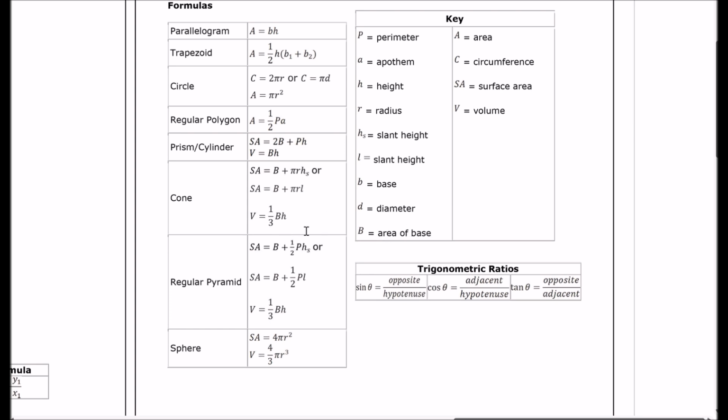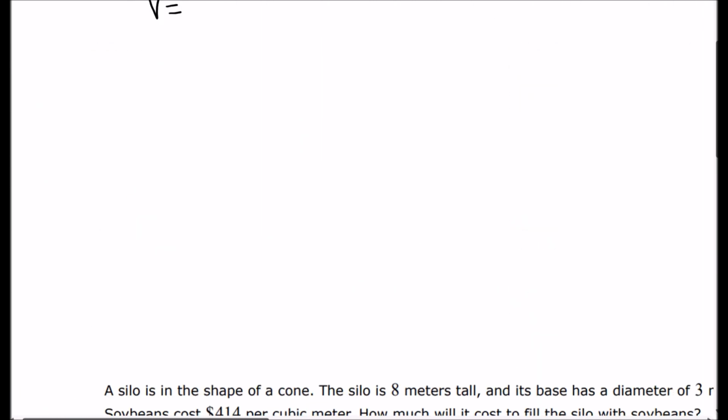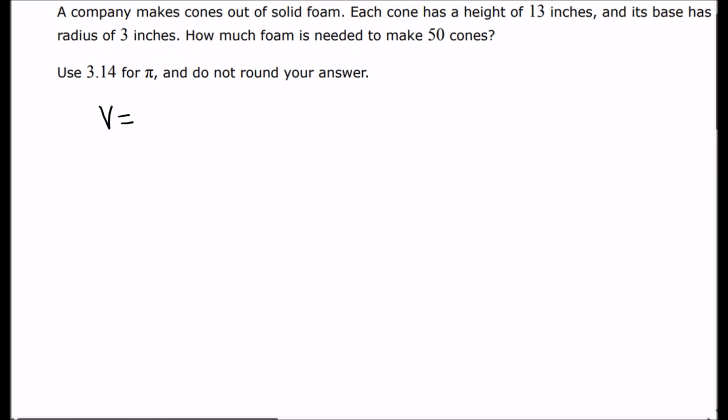And what's the area of the base? Well, a cone has a circular base, right? And so the area of a circle, we need to find the B from here, is pi r squared. I'm going to take this pi r squared, plug it into there, and get the formula for the volume of a cone.